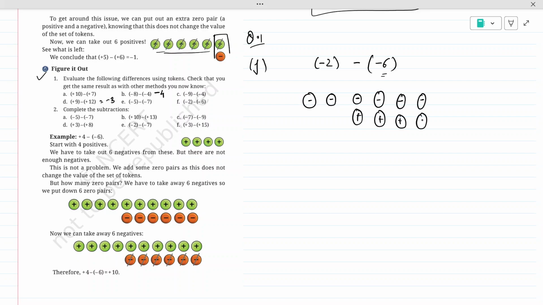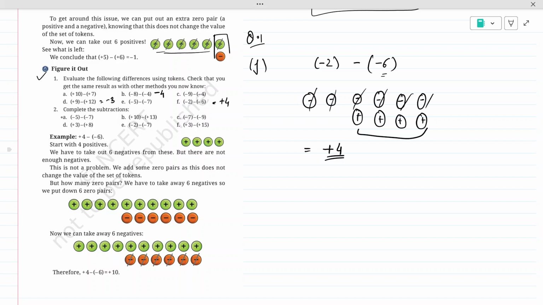So what we have done here, we have added 4 zero pairs. And now I can subtract 6: 1, 2, 3, 4, 5, 6. What is remaining? These many coins. Answer is plus 4, because 4 coins are remaining here. Okay. So this is how we have to do this question.